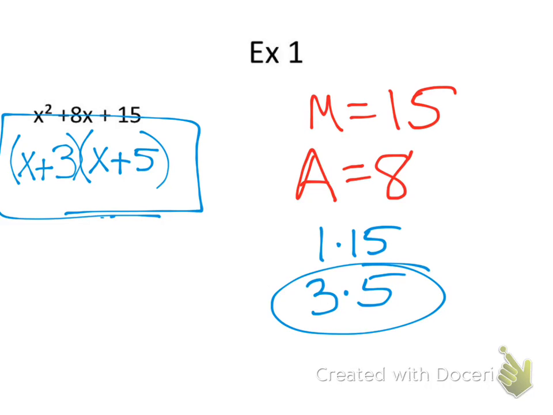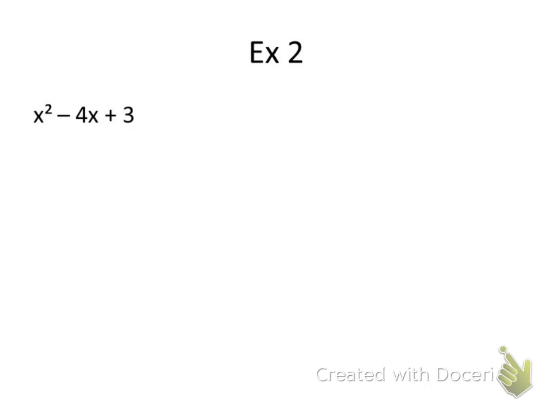That's usually the hardest part of this, and remembering how to write it in the correct form. Once you have those things down, you are golden. Questions on number 1? Alright, let's go to number 2. As you're writing it, try to pick out the M number and the A number.